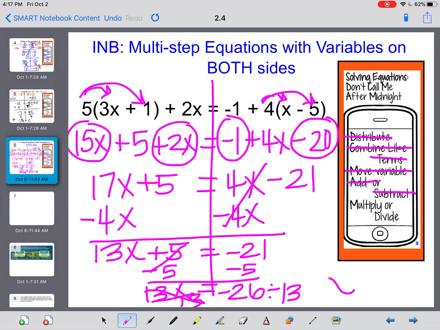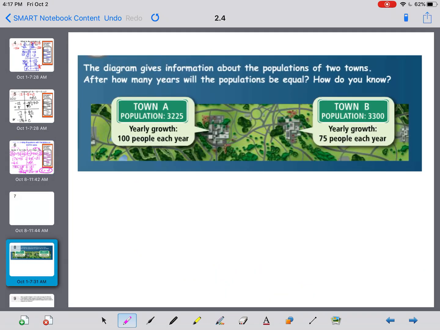Now I multiply or divide. So I'm going to divide by 13, which will tell me that x is equal to a -2. That was an example of all of the steps, all 5.